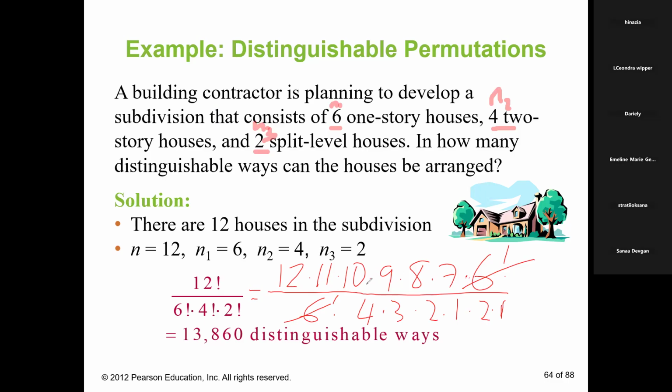Now when you multiply the top, you're going to get a number. When you multiply the bottom, that will give you 24 times 2, that's 48. So the top is a number over 48. When you do the division, you get 13,860 distinguishable ways. Is this clear? Yes. Okay. That's how you use distinguishable permutation.